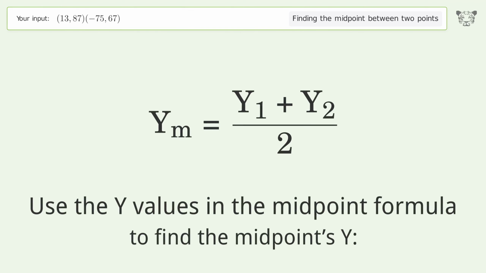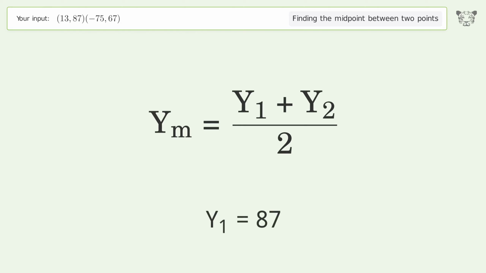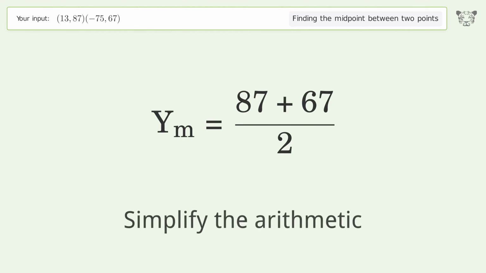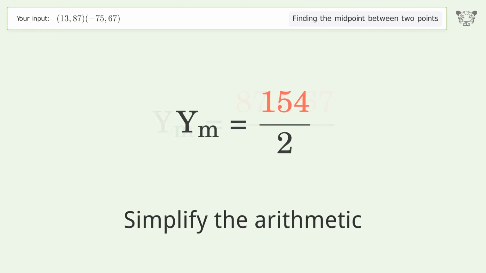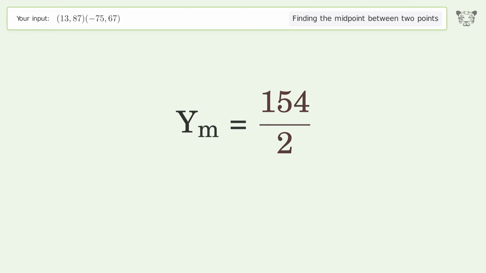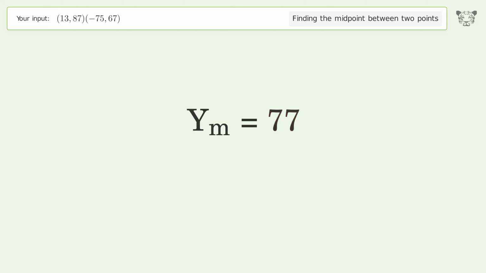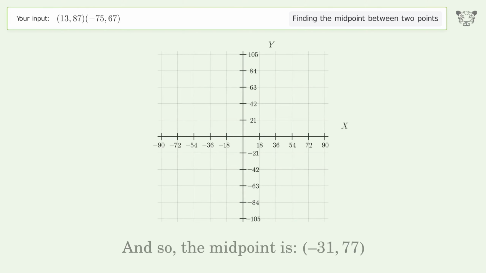Use the y values in the midpoint formula to find the midpoints y. y1 equals 87. y2 equals 67. Simplify the arithmetic. And so, the midpoint is -31,77.